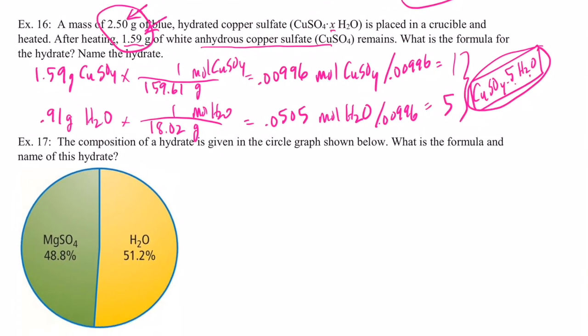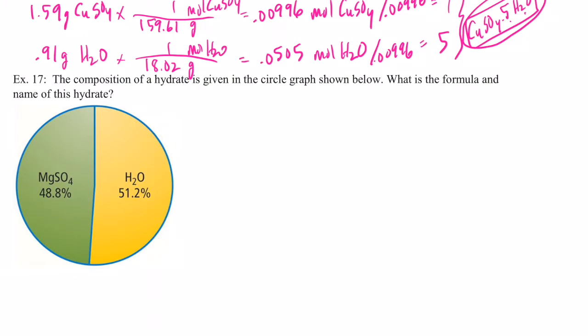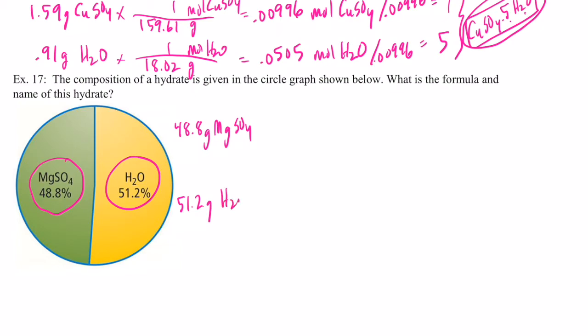All right, let's do one more and we'll call it a video. Does that sound good to you? Alrighty. This one, we have percent by weight again. 48.8 percent of magnesium sulfate and 51.2% water. We'll assume we have a 100 gram sample. So we would have 48.8 grams of MgSO4 and 51.2 grams of water.